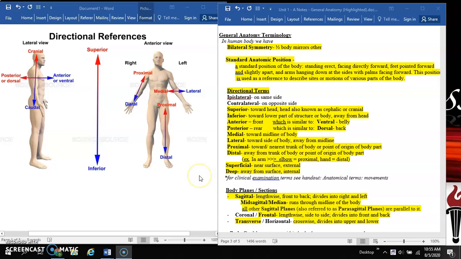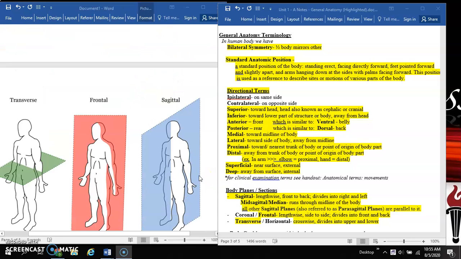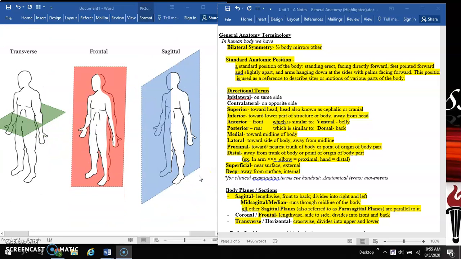Let's next take a look at body planes and sections. Now, there's generally 3 types. I put the alternative names with a couple of them as well, but if you know what's highlighted, you'll be good for these. Sagittal is going to be a plane that runs lengthwise from front to back. And what you want to remember with sagittal is that it makes a division that would divide the body into a right and a left.